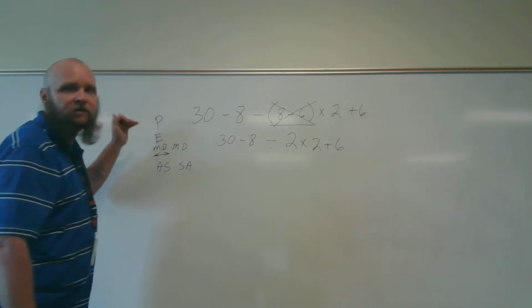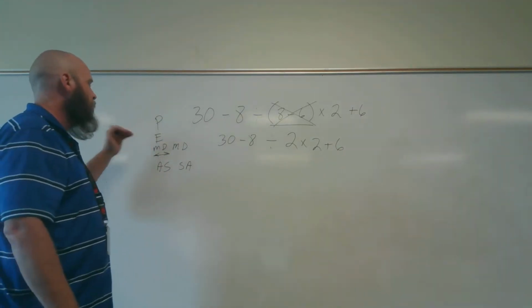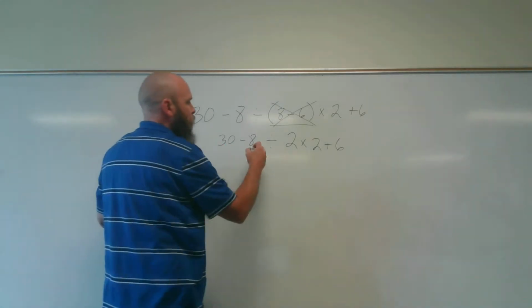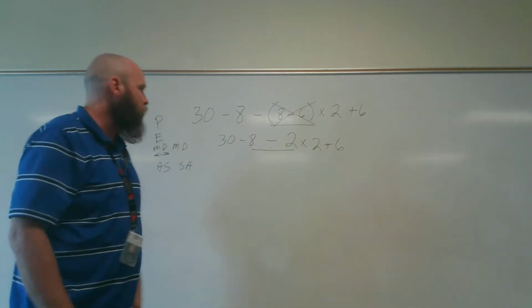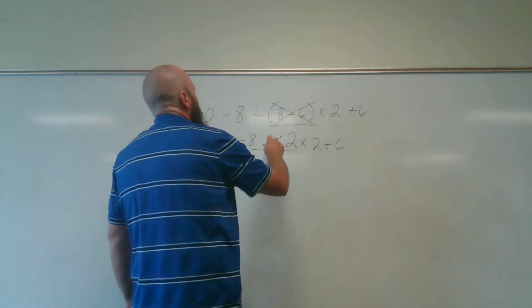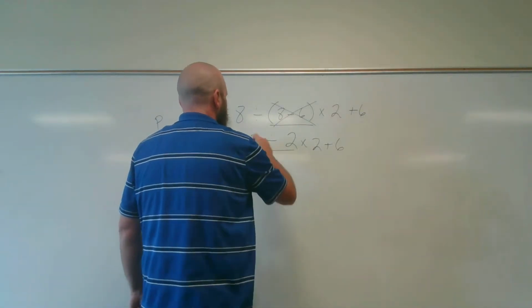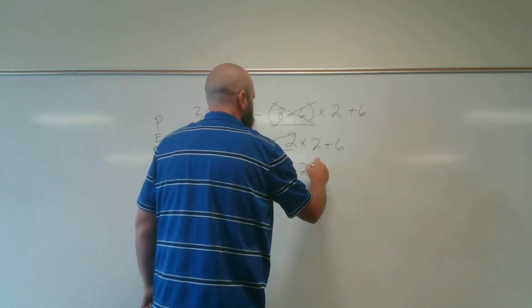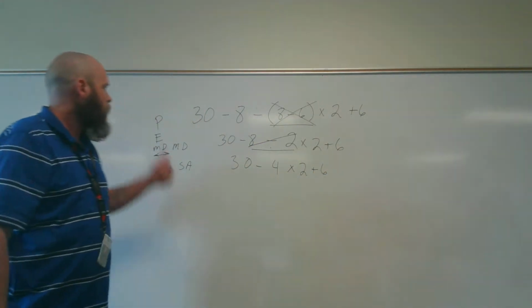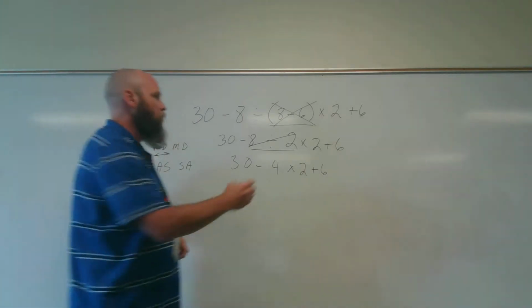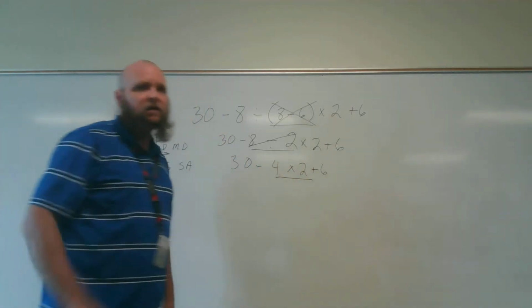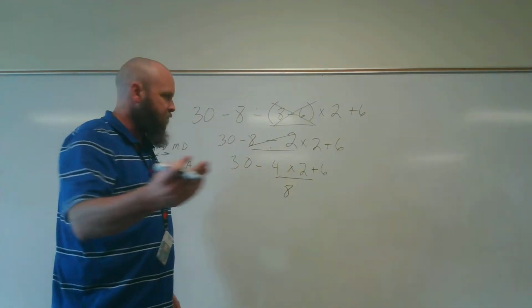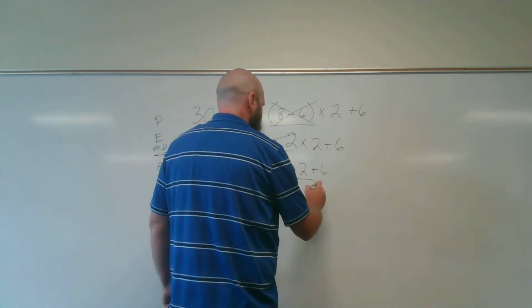Next, we have no parentheses. There's no exponents because we haven't learned how to do that yet. Multiply and divide from left to right. Well, we have division first, so we have to do the division first. 8 divided by 2 is 4. We've used this. Bring down what we have not yet used. No parentheses, no exponents. We do have multiplication. 4 times 2 is 8.